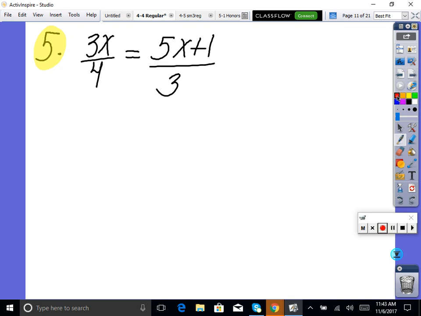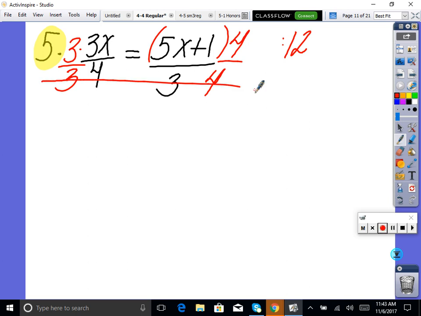What's my least common denominator? 12. 4 times 3. Okay, let's make this 12 when we multiply by 3/3. When we multiply by 4/4, don't I need parentheses? Because there's 2 terms. Now look at your denominators. They're the same. So we can ignore them. Let's solve this. So don't we have 9x equals 20x plus 4. Solve for x. What should I do? I put plus 14, but I really meant plus 4.